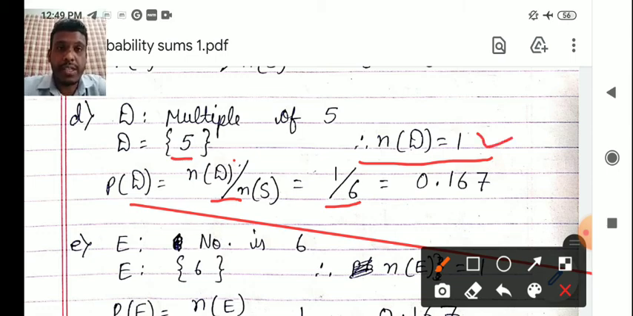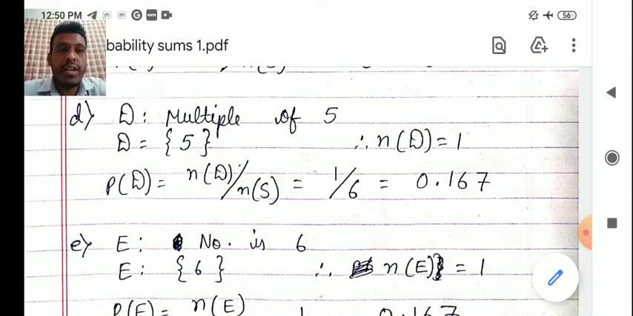We have found out the sample space, that is 1 2 3 4 5 6, the number of items in the sample space. So probability of D, when you calculate this, you will get 0.166666 and probably at the end you will get 7. So 2 or 3 decimal places is enough. You can either write 0.1666 or you can write 0.167. So this is your fourth.